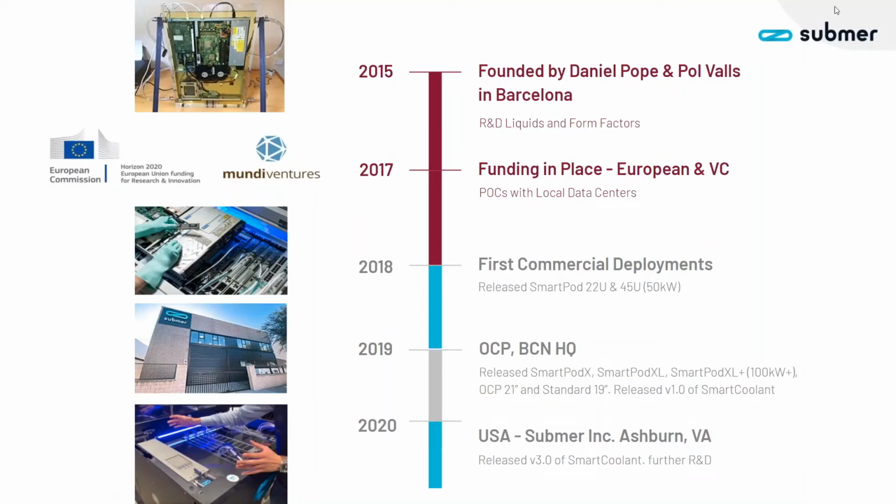And I would like to talk a little bit about Submer. This company was founded in 2015 by Daniel Pope and Paul Weiss in Barcelona. Since then, we have grown to become an international company with a great reputation for providing the data center industry with innovative solutions to cooling problems. Now we have over 85 employees worldwide, and we mainly focus on three areas, which we call Submer Cools, Submer Scales, and Submer Labs, which I will explain later on.